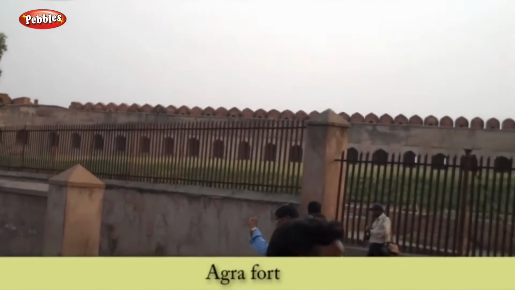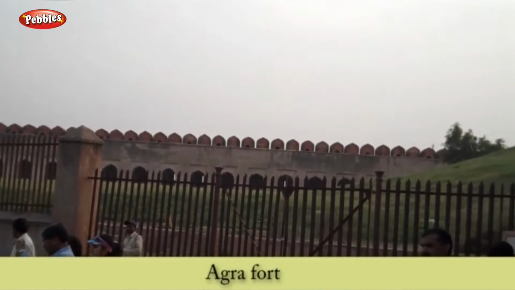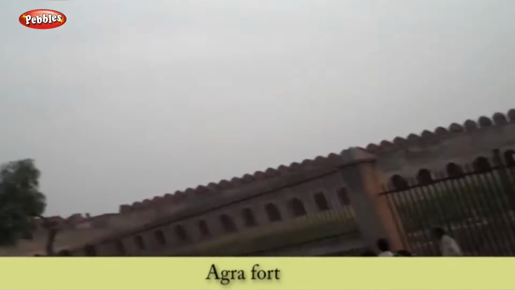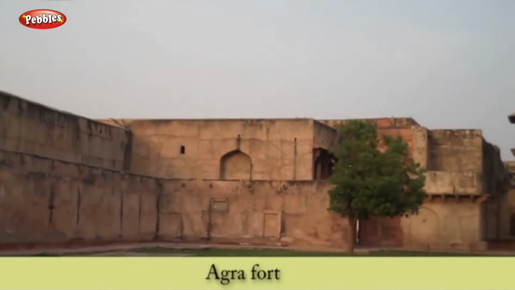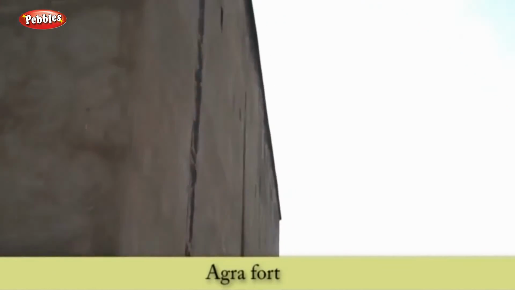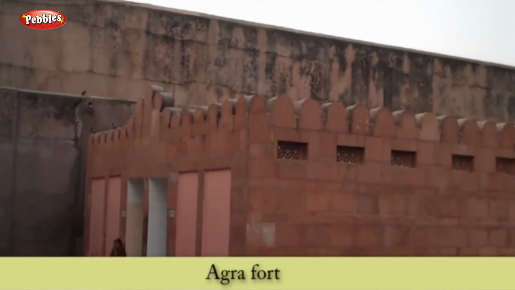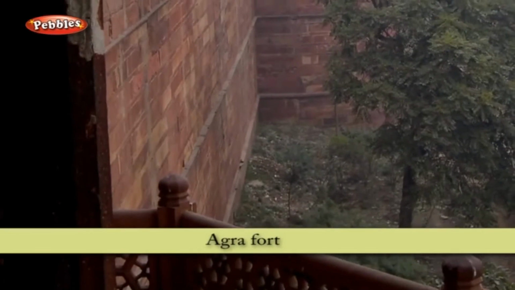The layout of the fort was determined by the course of the river, which in those days flowed alongside. The main axis is parallel to the river and the walls bulge out towards the city. Agra Fort, an excellent example of Mughal architecture, is one of the UNESCO World Heritage Sites in India.